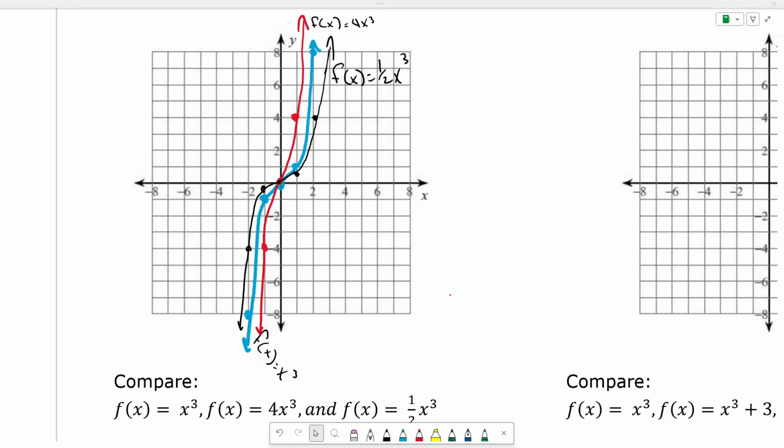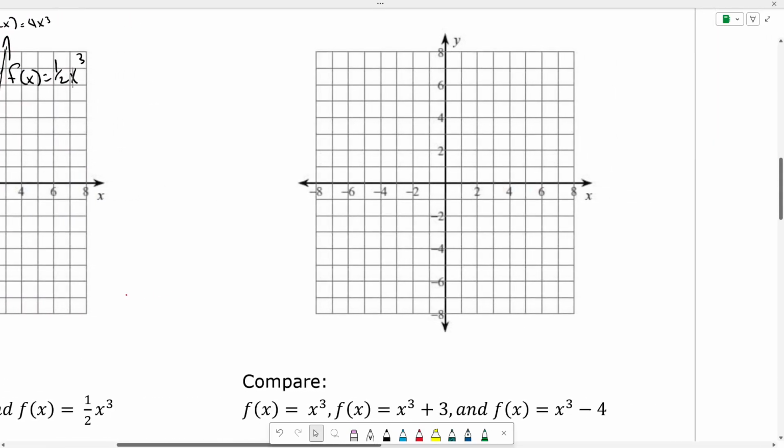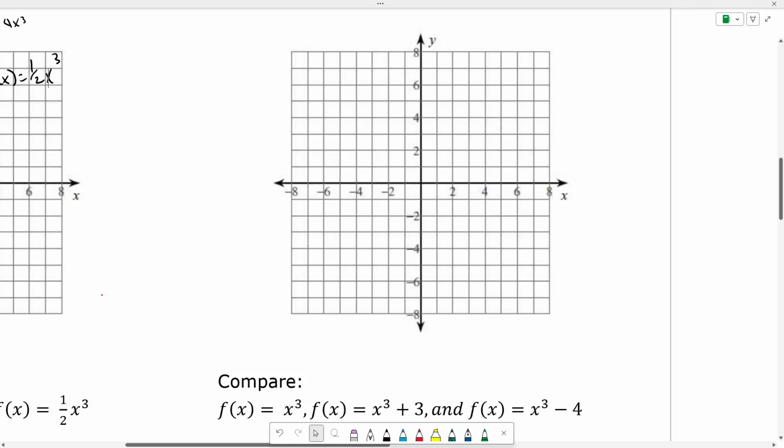So looking at our next example, it's again a comparison. We're going to start off with our parent function. I'm going to do it in blue again. I'm going to have my 0, 0, 1, 1, 2, 8, my negative 1, negative 1, negative 2, negative 8, the parent function graphed here in blue.